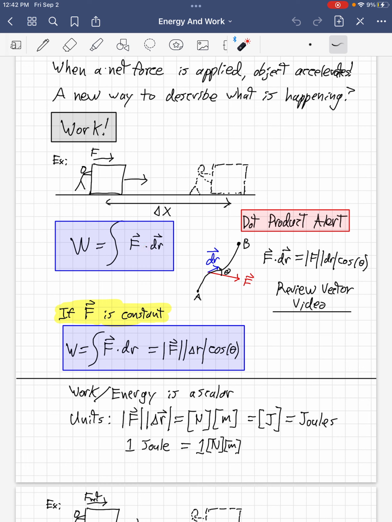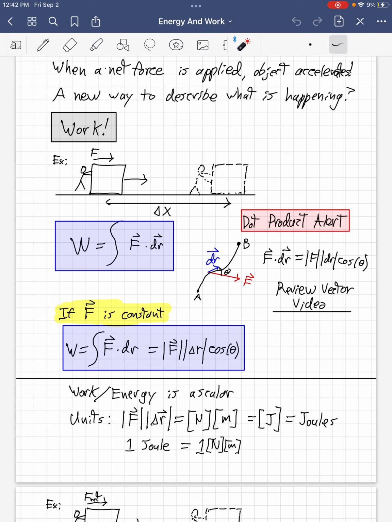So for instance, the dot product, as we talked about before, of two vectors gives you a scalar. So the dot product of this force vector and the direction vector is the magnitude of F and the magnitude of the direction times the cosine of the angle between them. So check out the vector videos that we talked about, particularly the vector multiplication videos.